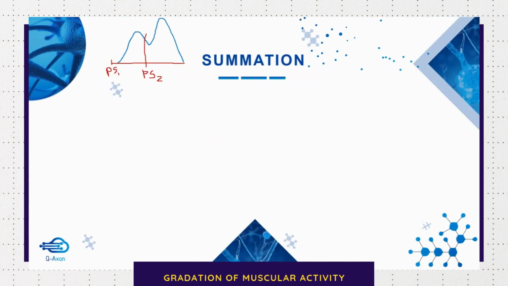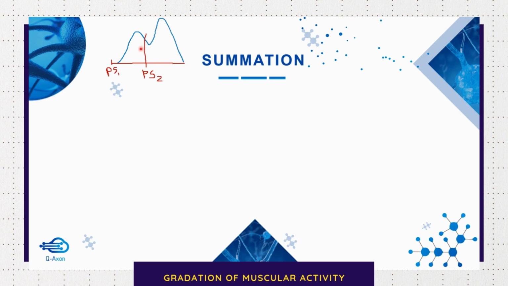So when you apply a single stimulus, the response is a muscle twitch. What if you give two consecutive stimuli? Then the result is called summation. Now, if you look at this graph, this is the first stimulus, and that has resulted in a muscle twitch. Now, while the muscle is relaxing, there is the second stimulus. So instead of completing the process of relaxation, the muscle goes into the next contraction. So this is the second muscle twitch.